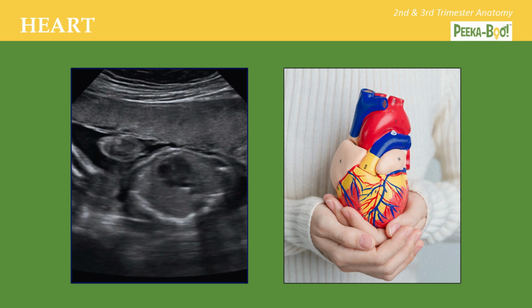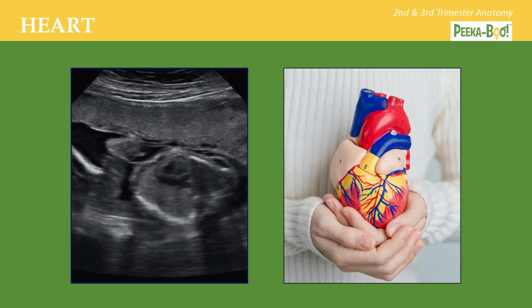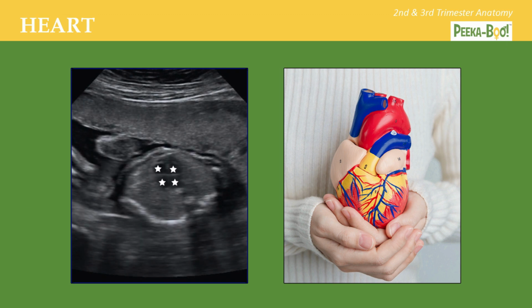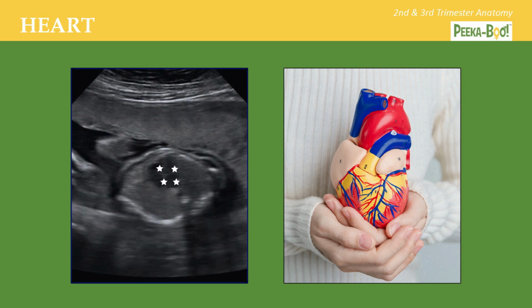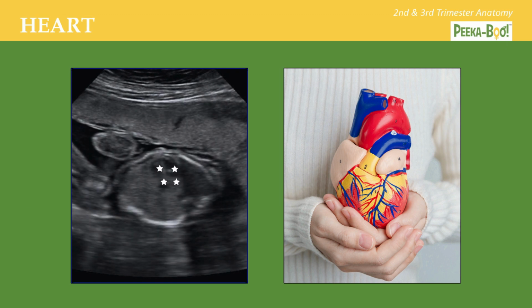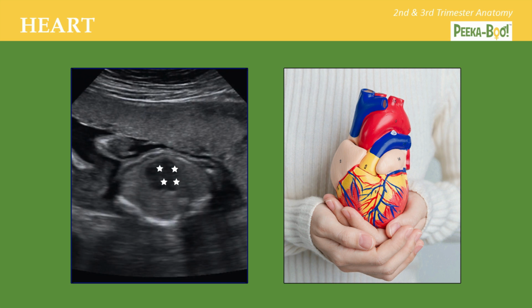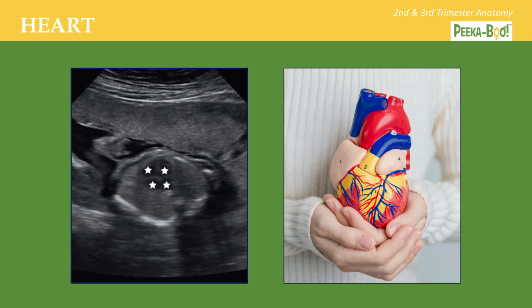In the 2nd and 3rd trimester, you can clearly see the heart beating. Here is transverse or cross-section through the chest. You can see the 4 chambers of the heart. We have placed a star in each of the chambers to mark the location.